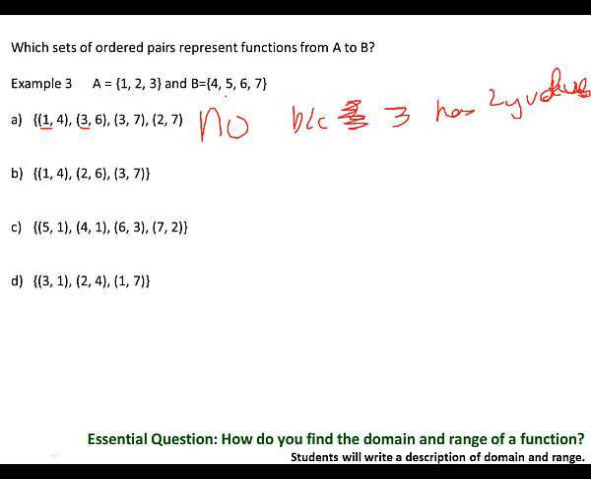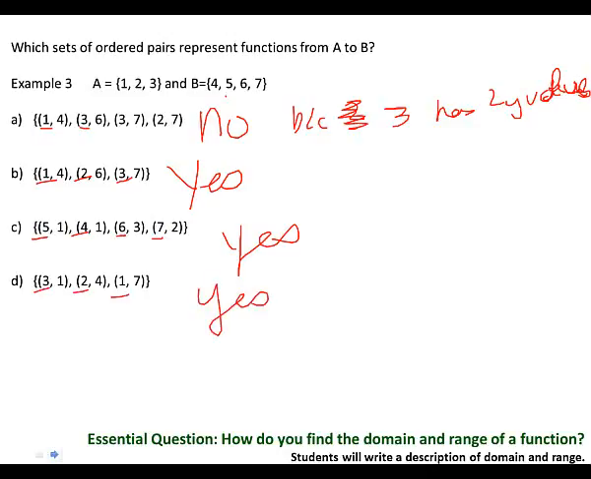Okay, looking at B. Do any of the x values repeat? So is that one a function? Yes. All right. 15 seconds. Try C and D. Look and see if the x values repeat at all. All right. What about C? Is C a function? Yes. C works. What about D? Is D a function? Yes.